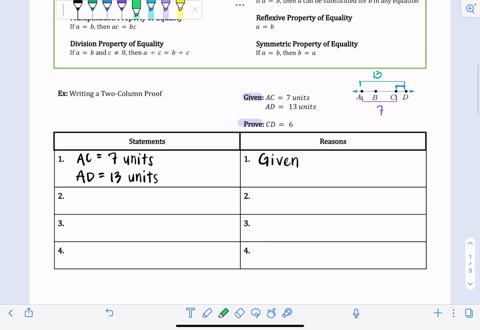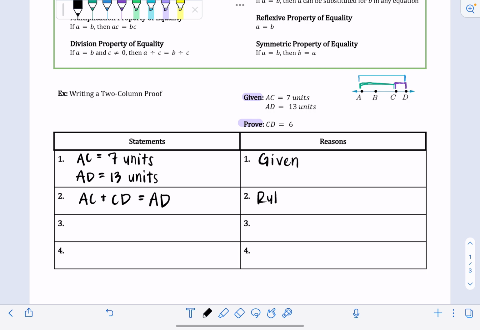Okay, and then for statement number 2, we can use what's called the ruler postulate to say that if I add, I'm going to erase some of this information, if I add AC to CD, I'll get that entire distance of AD. So I'll get this entire section right here. That's the ruler postulate. So if I take 2 individual segments and add them together, I get the entire segment. So we write that as AC plus CD. AC was the one in green, and CD was the one in purple. And if I add those together, I get the one in blue, which was AD. The postulate that tells us we can do that is the ruler postulate.